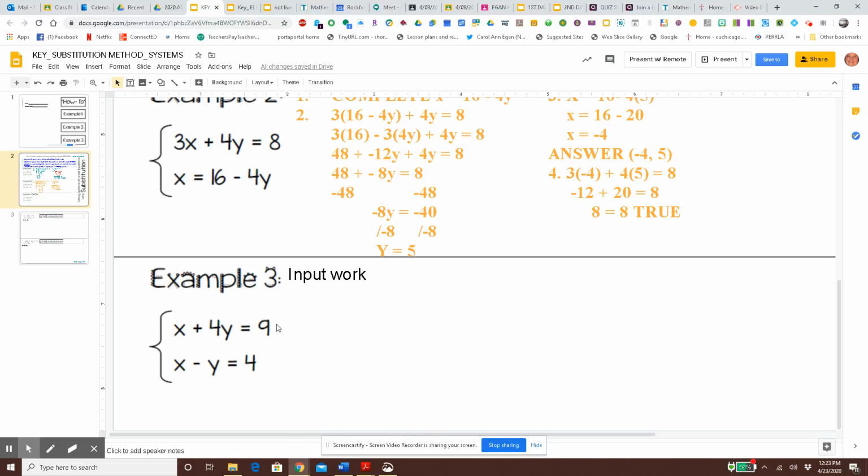Okay, moving on to the third one. We have x plus 4y equals 9 and x minus y equals 4. So here we don't have anything isolated for us. We have to do that work.